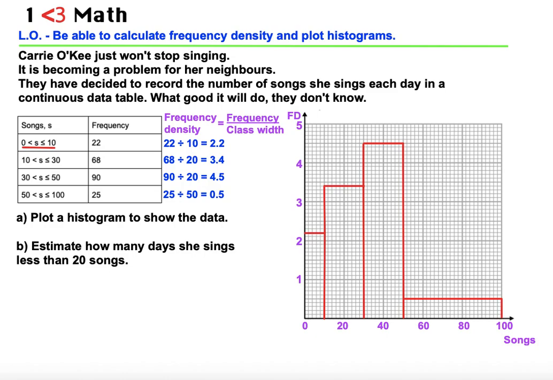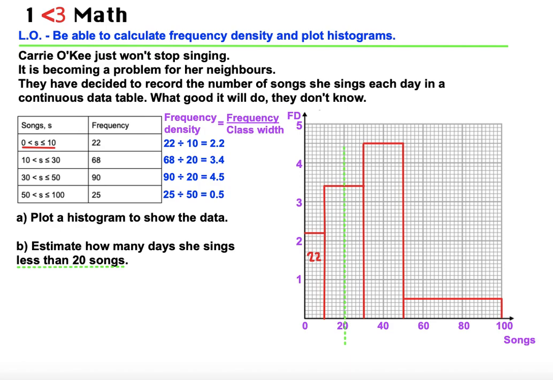So there's our histogram. Now the final part of the question says, estimate how many days she sings less than 20 songs. So I'm going to draw a line at 20, and I'm going to work out what the frequency is represented on the left-hand side of that. Now the first bar is easy because we know it represents 22. The next bar from 10 to 30 represents 68.